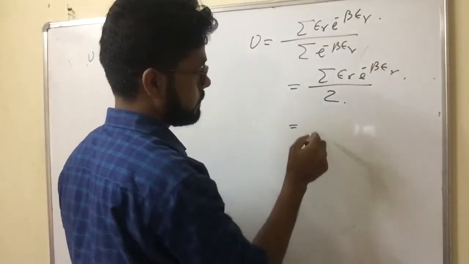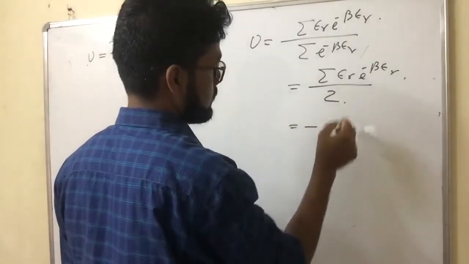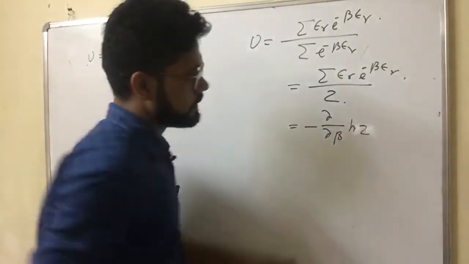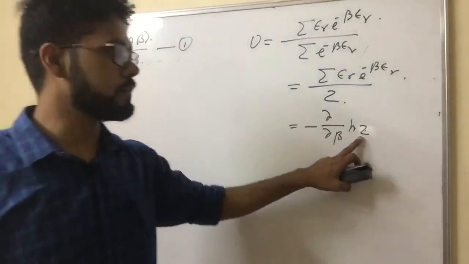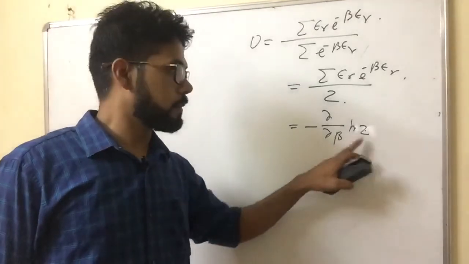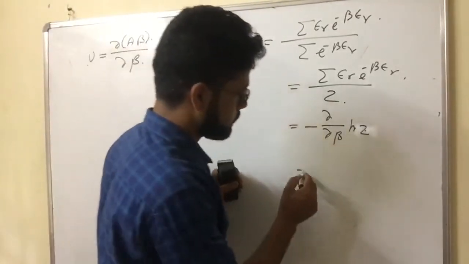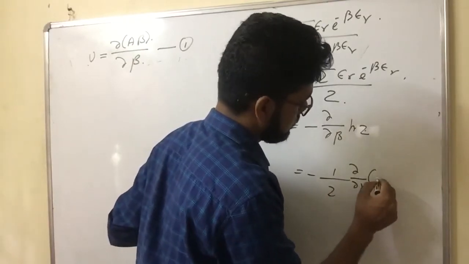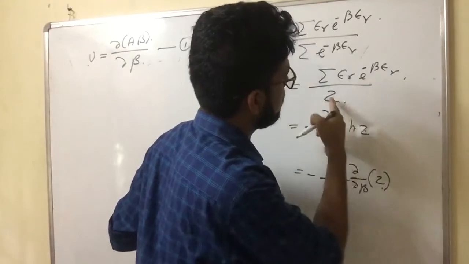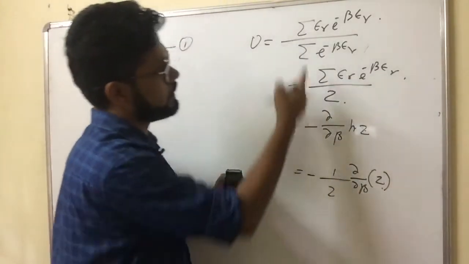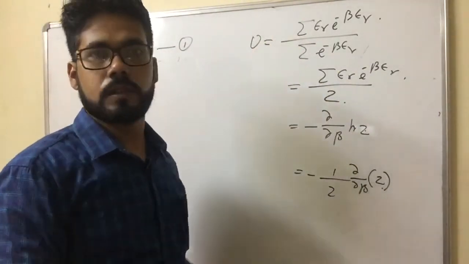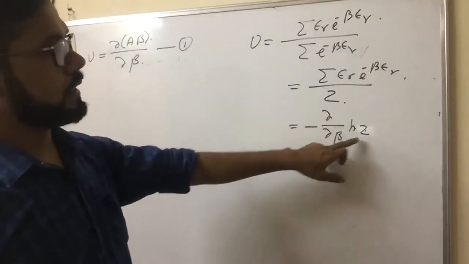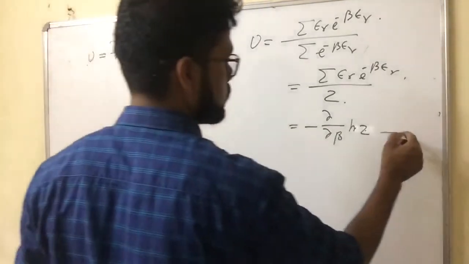So I can write this is d by d beta ln z. If you take the derivative of ln z with respect to beta, it equals 1 by z times d by d beta of z. Z means this one. If you take the derivative, you will get this expression. In the previous video I have shown you how. So we simply write this expression as del by del beta ln z. So this is equation 2.